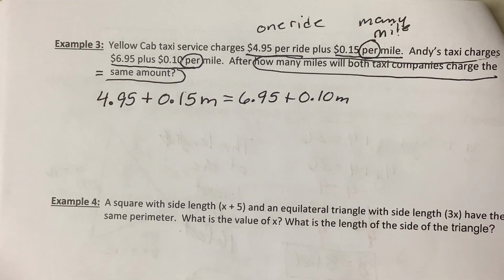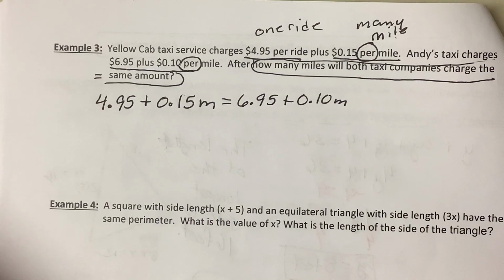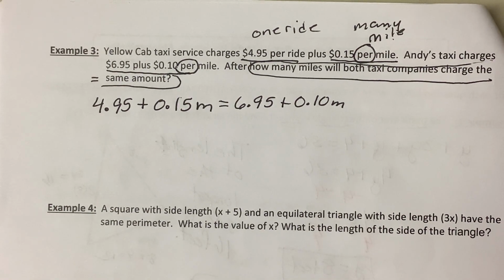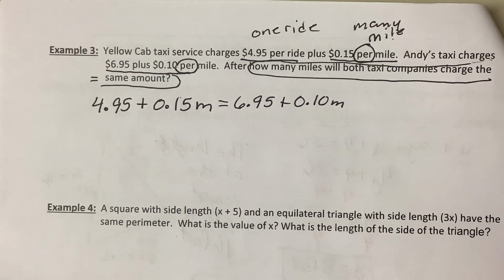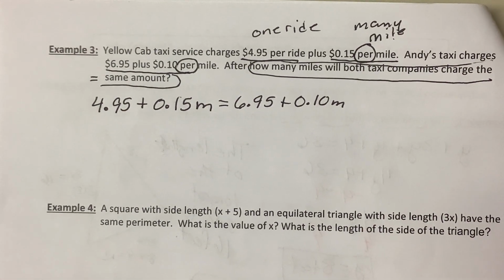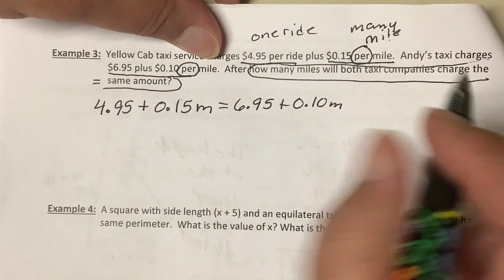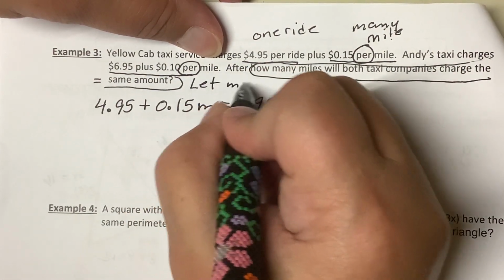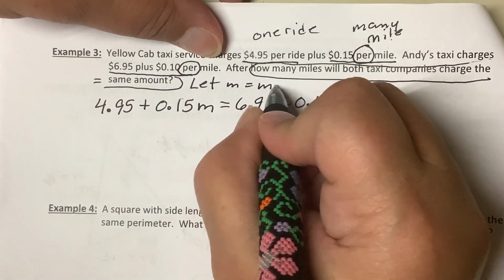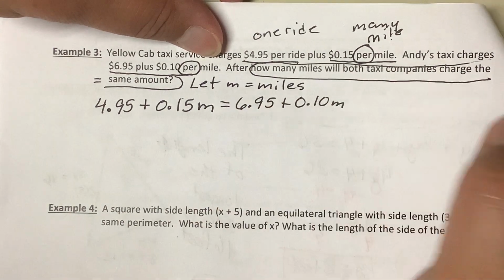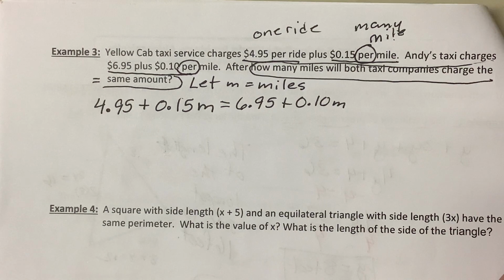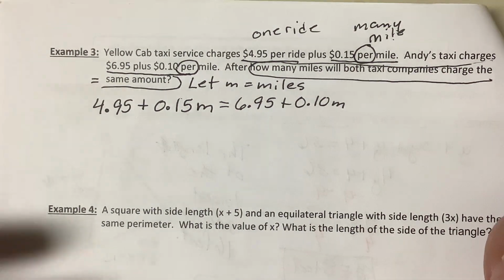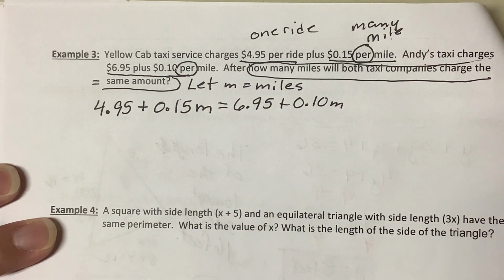Now, as I was writing it, I realized something. I keep saying mile, but I never identified my variable as being m for miles. So I have to go back up to the top. Luckily, there's space, and write a let statement. Let m equal miles. And that's it. I don't have to do anything more. Now I can go back and solve this.